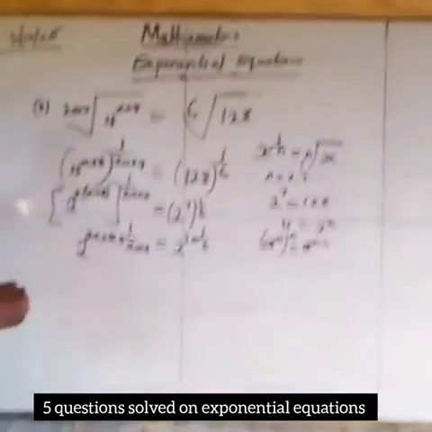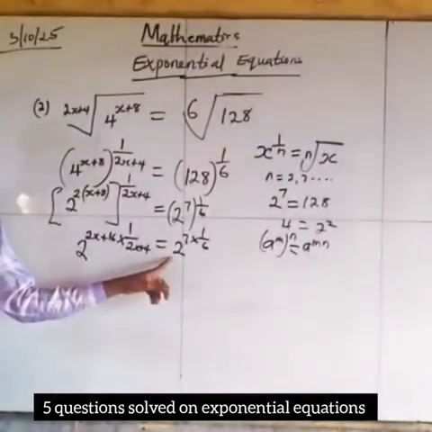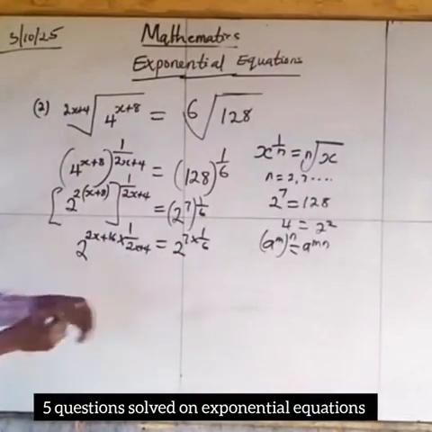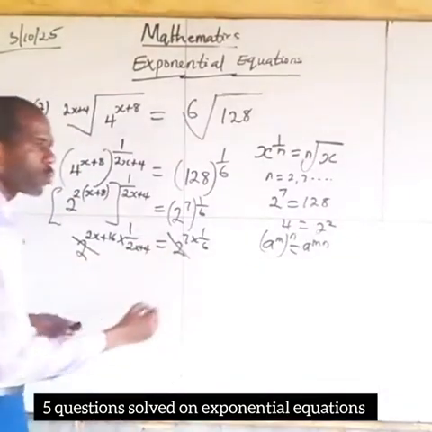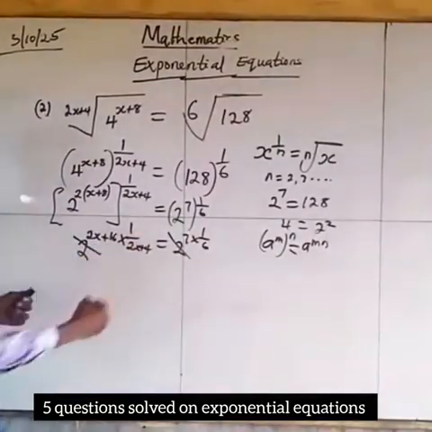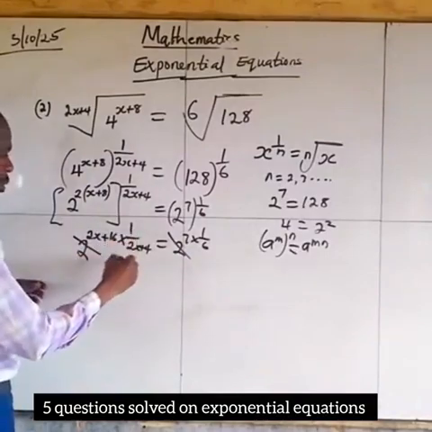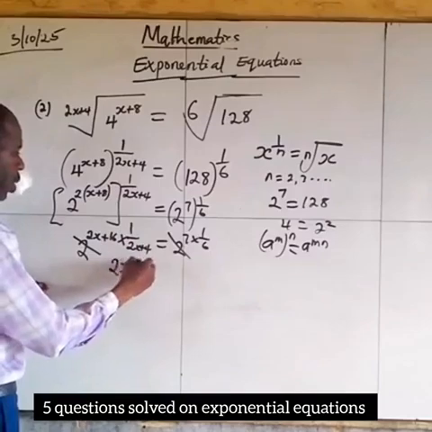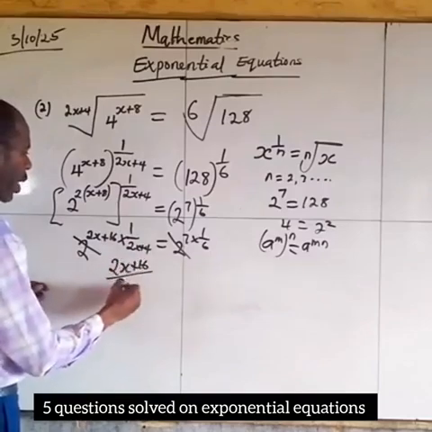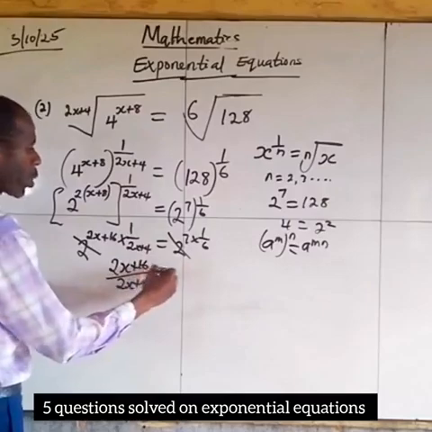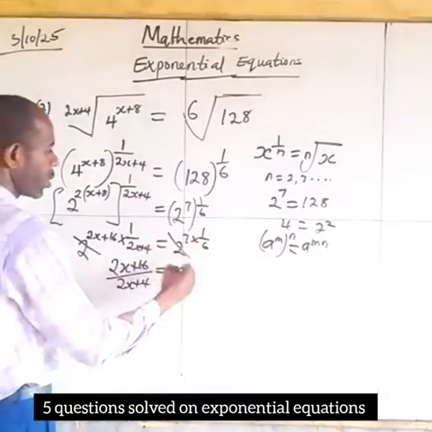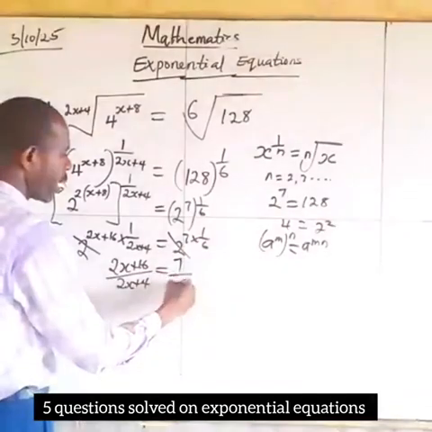Therefore, we have the base the same. That is the essence of solving exponential equations. Now, this base and this base, we can do away with them. We equate the exponents now. We now have, since this is a fraction, 2x plus 16 over 2x plus 4 equal to 7 times 1, which becomes 7 over 6.